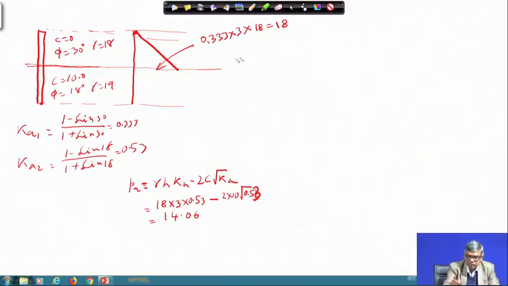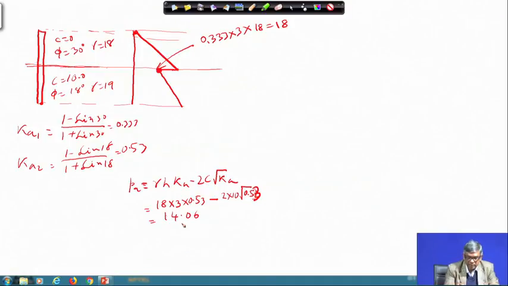So, this was 18. So, 14.06, that means it will go this direction. So, it will be somewhere here. So, 14.06 here. And from here actually it will be going by a straight line, something like this.